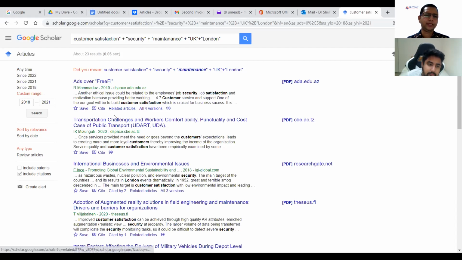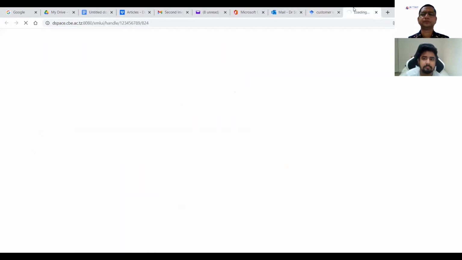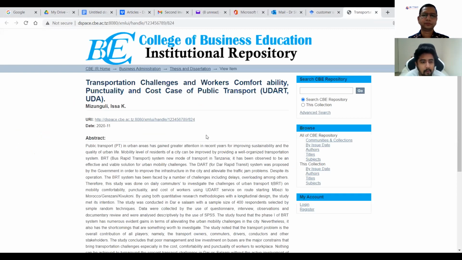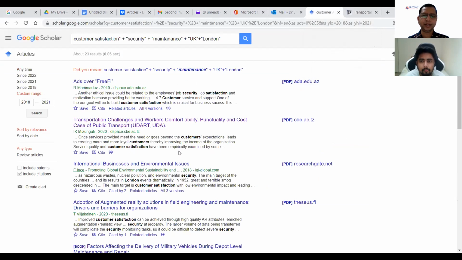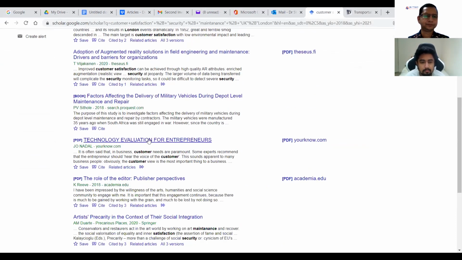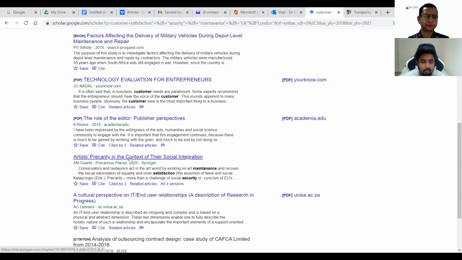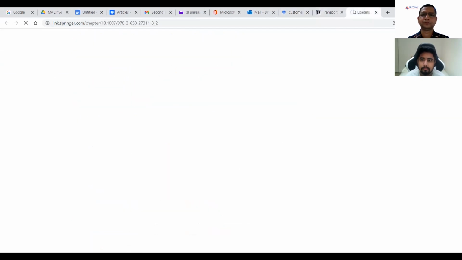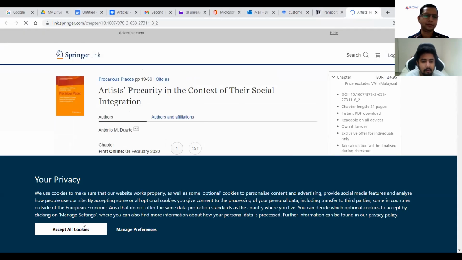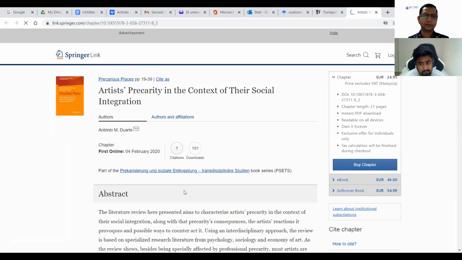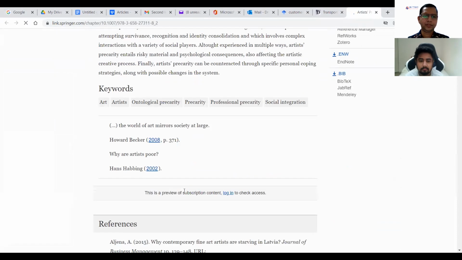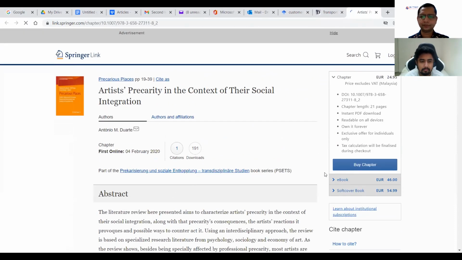Now, let me show you something else also. So you see, you get this article. Some articles are not free. You need to purchase them. So how to get that? Let me show you. Here, for example, this one. This article you want to get, for example, here, buy chapter. You need to buy. But you cannot spend so much money.